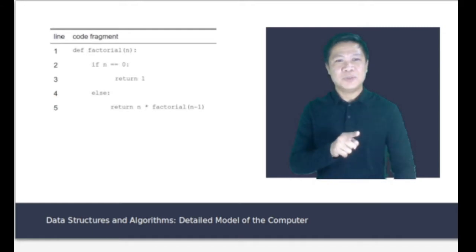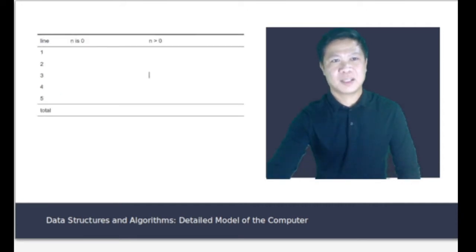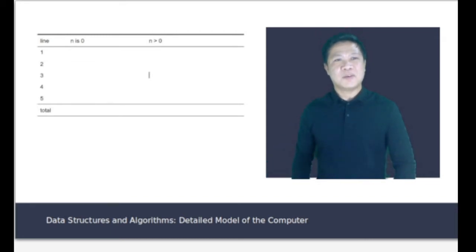Let us go through each line and investigate. Notice that the code contains a conditional branching statement, suggesting that the runtime would be different if the value of n is 0. So let us break our analysis into two cases. First is when n is 0, and second, when it is greater than 0.